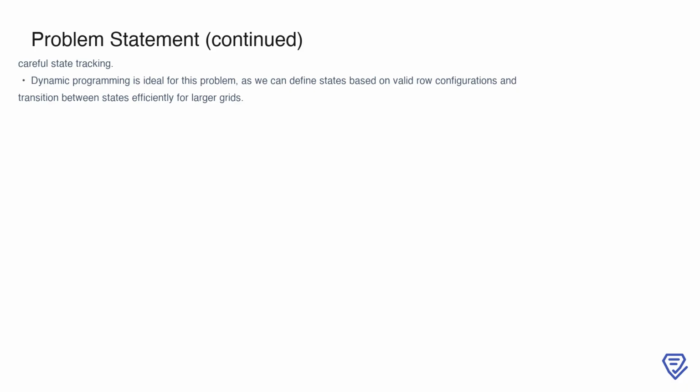To solve this problem effectively, we need to utilize dynamic programming. The key observation is that while m is small, the number of columns, n, can be very large, making a direct enumeration approach impractical. Instead, we can define states based on valid configurations of individual rows and compute transitions between these states as we progress column by column. By carefully tracking these states and ensuring that adjacent rows and columns adhere to the painting rules, we can efficiently calculate the total number of valid grid configurations, even for large values of n. This approach ensures the solution remains computationally feasible within the given constraints.